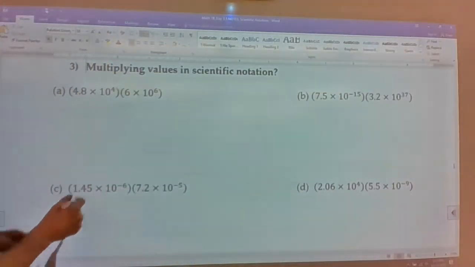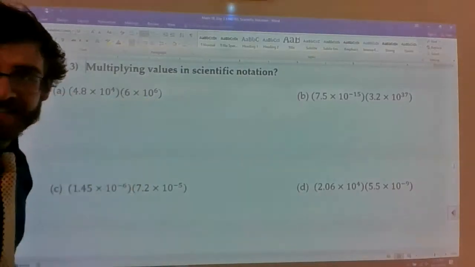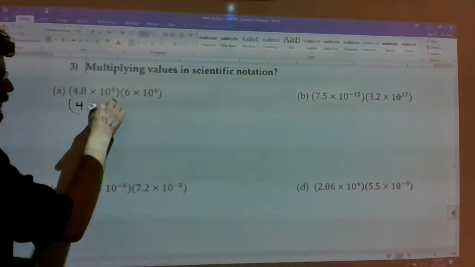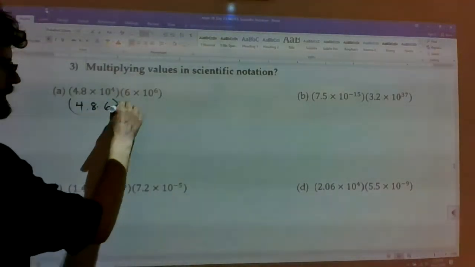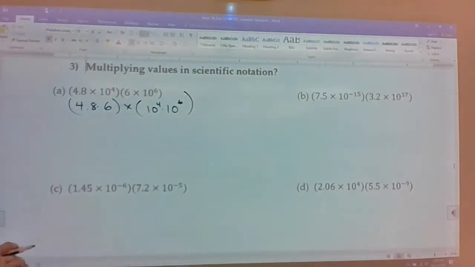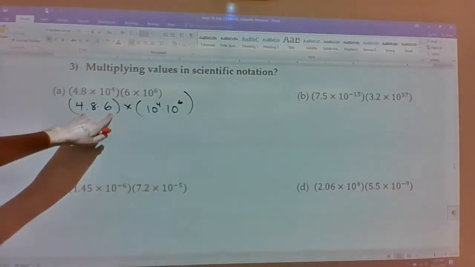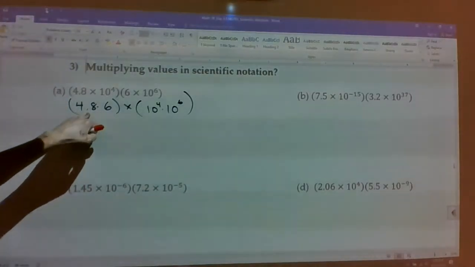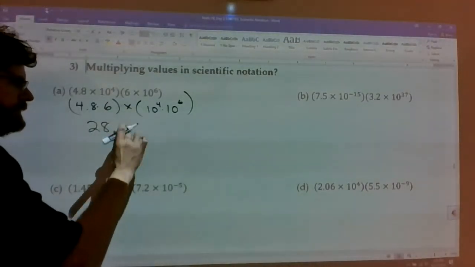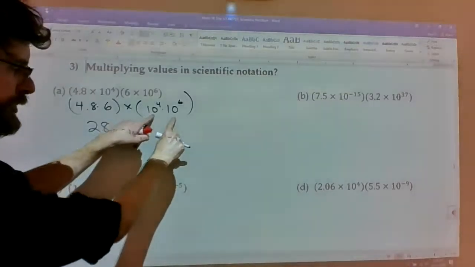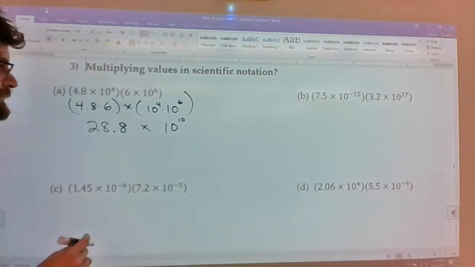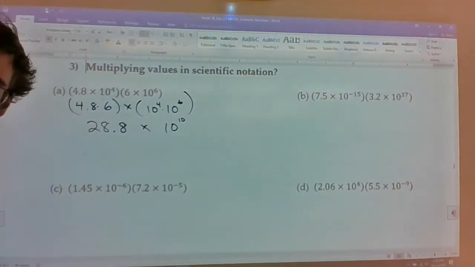So my first example, multiplying 2 amounts in scientific notation. It's going to be 4.8 times 6 times 10 to the 4th times 10 to the 6. Take your calculators out if you need to and multiply 4.8 times 6. That ends up being 28.8. Multiplying powers of the same base means add the exponent. You get 28.8 times 10 to the 10.